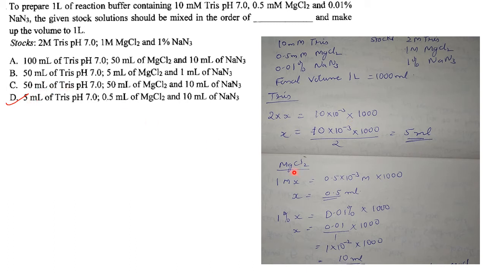And MgCl2, using the same formula, we will need 0.5 ml, and NaN3 also using the same formula we need 10 ml. So the answer here is option D, that is 5 ml of Tris at pH 7 and 0.5 ml of MgCl2 and 10 ml of NaN3. So the answer here is option D.